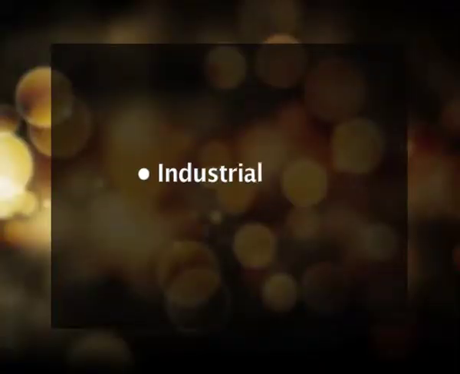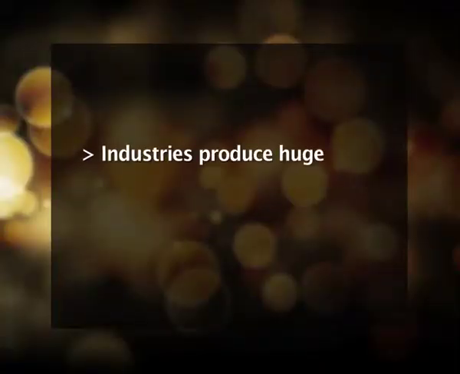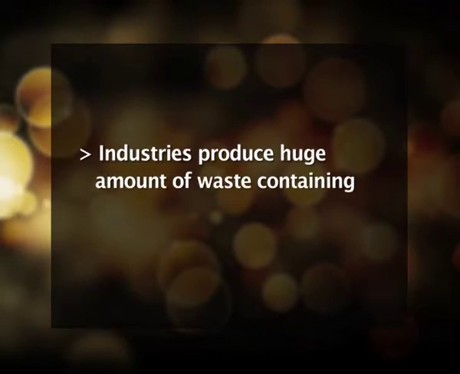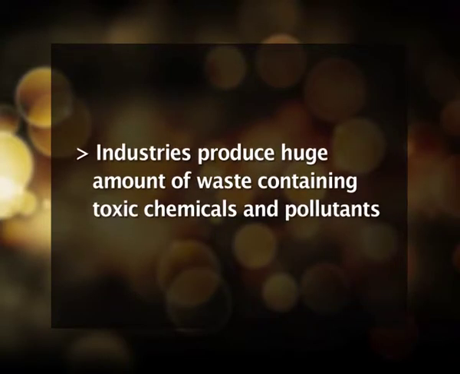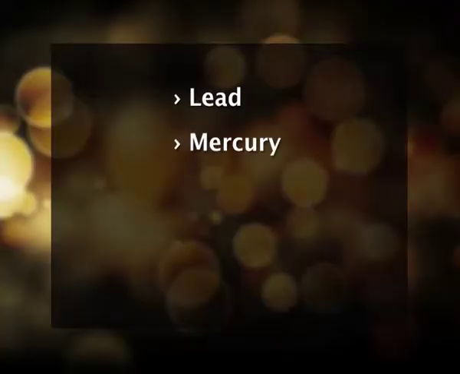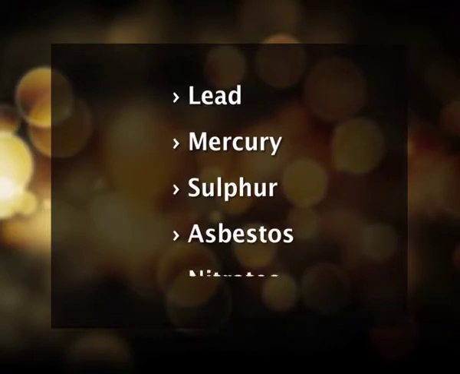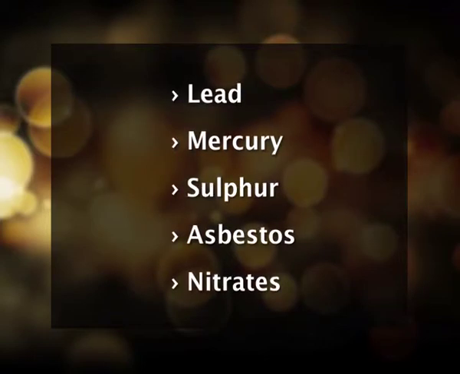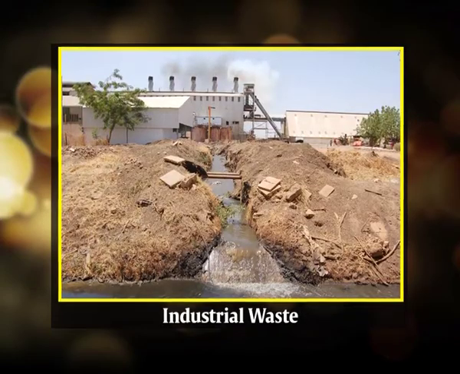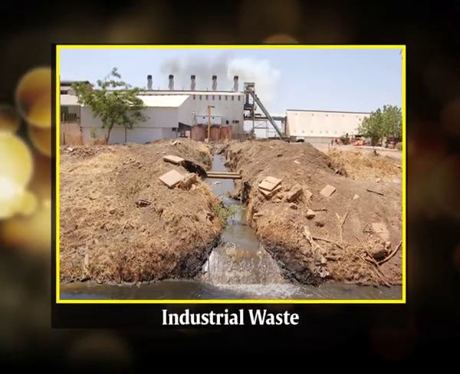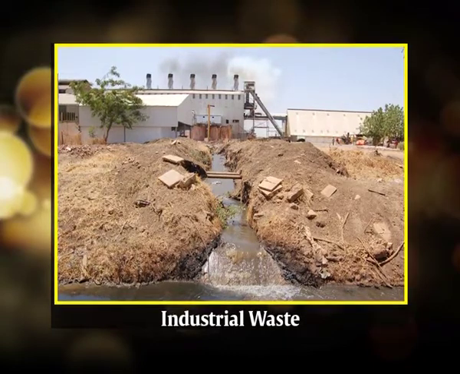First of all, industrial waste. Industries produce huge amounts of waste containing toxic chemicals and pollutants which can cause water pollution and damage to us and our environment. They contain pollutants such as lead, mercury, sulfur, asbestos, nitrates, and many other harmful chemicals. Many industries do not have proper waste management systems and drain the waste into fresh water, which goes into rivers, canals, and later into the sea.